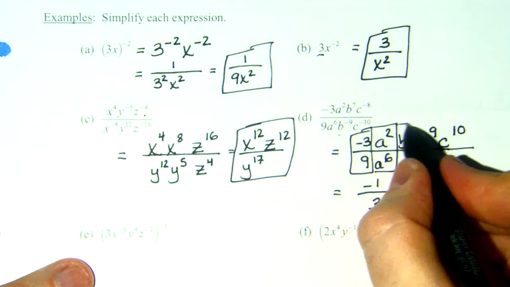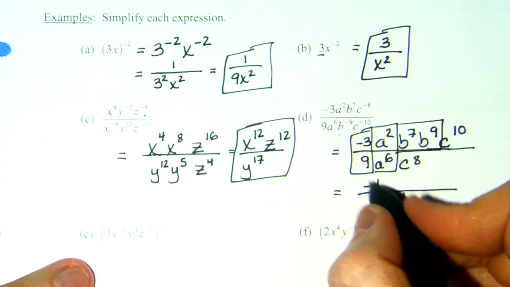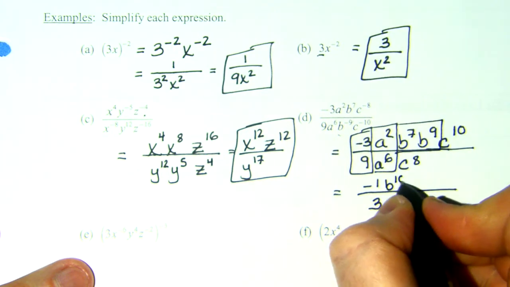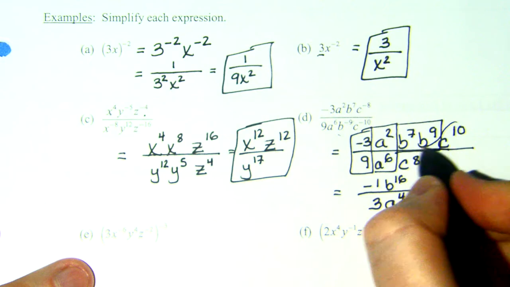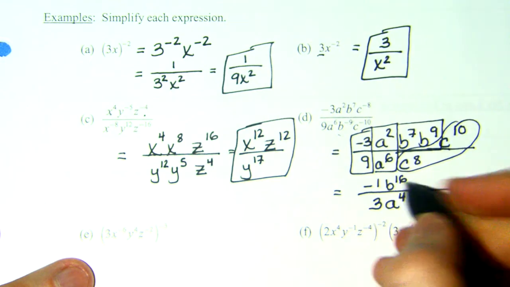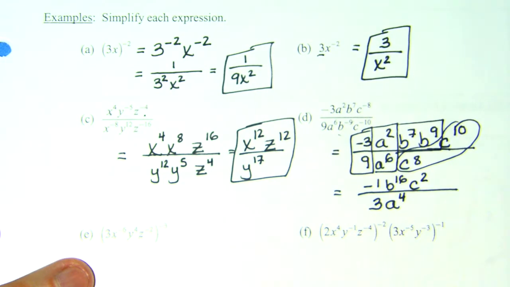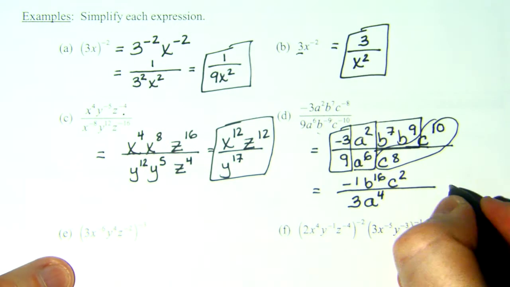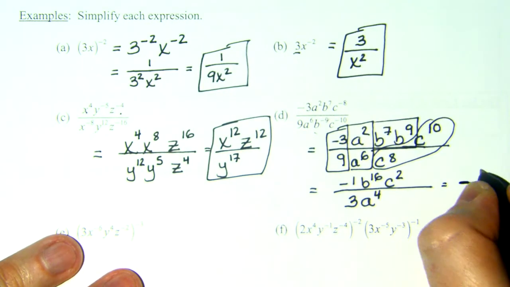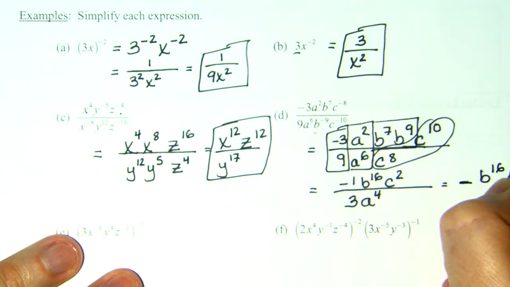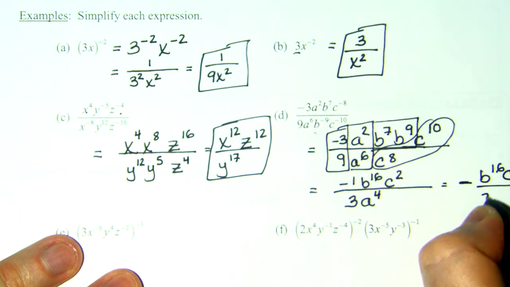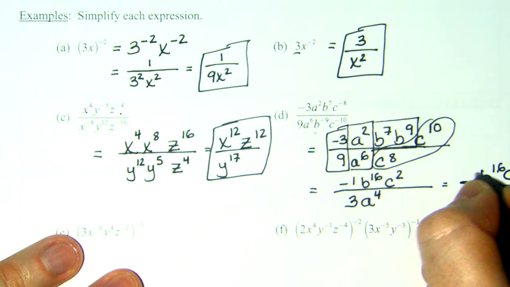My b's, let's see, we're going to multiply those. We're going to add the powers. I'm going to get b to the 16th on the top. My c's, c to the 10th over c to the 8th, gives me c squared. I could write it like this. I suppose I could also stick the negative up front and say b to the 16th c squared over 3a to the 4th, some version like that.